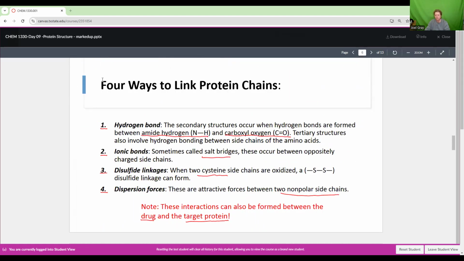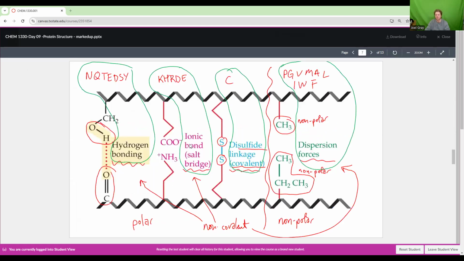Now, I'm already at probably 8 or 9 questions. Then what I want you to think about is what kinds of interactions can be formed between different parts of a protein. We've got hydrogen bonds, ionic bonds, disulfide linkages, and dispersion forces. For these, I would highly recommend looking back at the exam where these sorts of things were asked about. This slide right here, I'll tell you right now, I'm going to ask 3 questions from this slide.